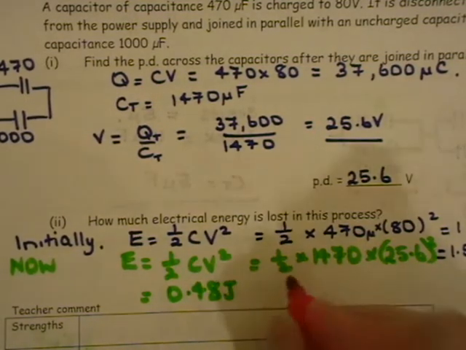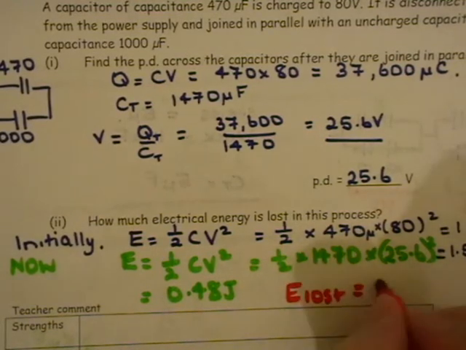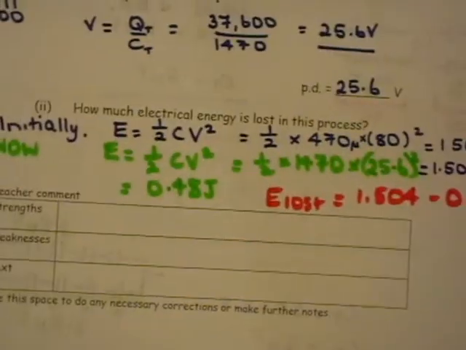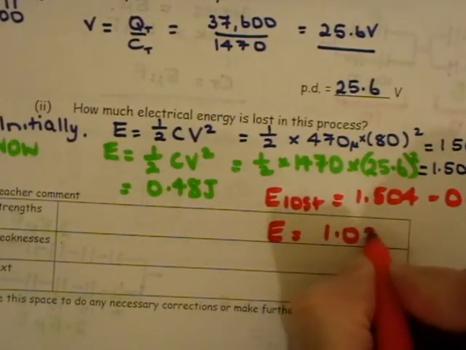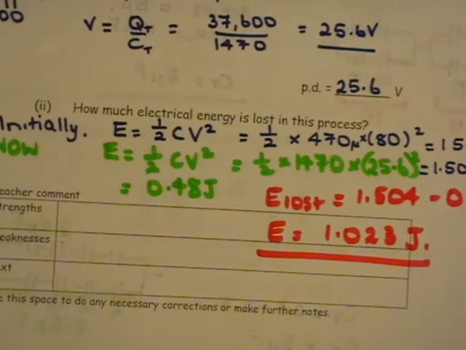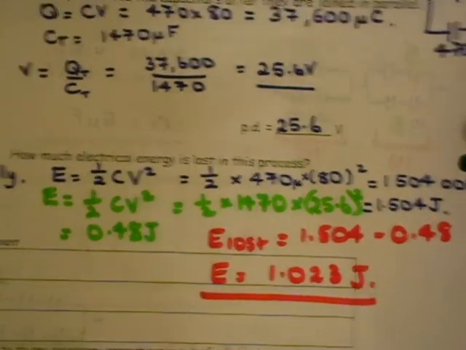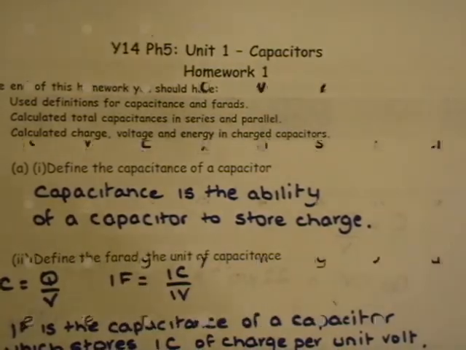And so then the energy lost is equal to 1.504 minus 0.48. I'm just going to write it in this box here. And the answer is 1.023 joules. And that's the end of Unit 1, Homework 1 on capacitors.